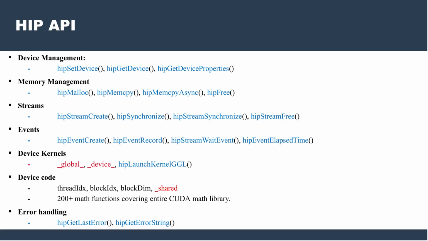The HIP API offers comprehensive device management with functions like hipSetDevice and hipGetDeviceProperties. Memory management is streamlined through hipMalloc and hipMemcpy. Stream operations are handled by hipStreamCreate and hipSynchronize, while events are managed using hipEventCreate and hipEventRecord. Device kernels utilize hipLaunchKernelGGL, and error handling is facilitated by hipGetLastError.